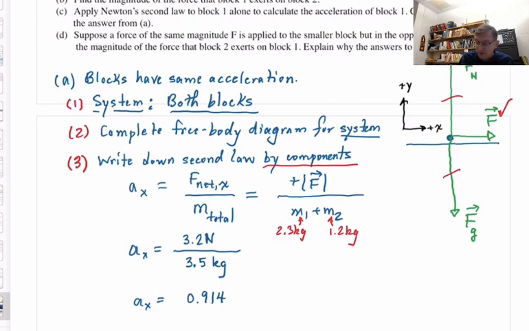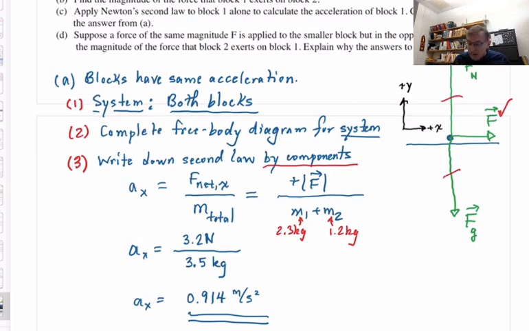Now the unit is newton divided by kilogram, but you should convince yourself that that's equivalent to meter per second squared. That's the common acceleration of the two blocks. They each have that x acceleration. Okay, now we've done part A. We've applied Newton's second law.